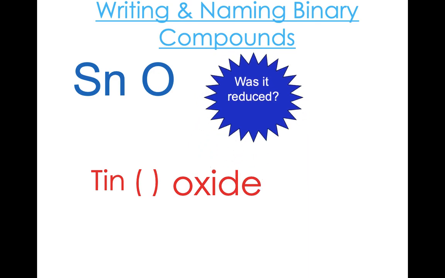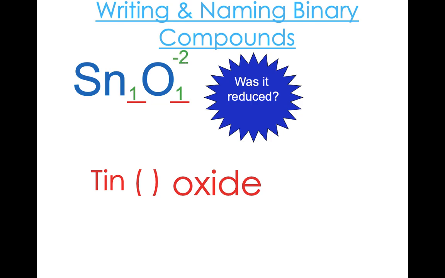So let's figure out whether this was reduced or not. By the way, even if it's not on your ion sheet, you can have charges that go up to +7. Just keep that in mind. You have to be able to figure that out. So in this case, right now, the ratio between the tin and the oxygen is a 1-to-1 ratio.